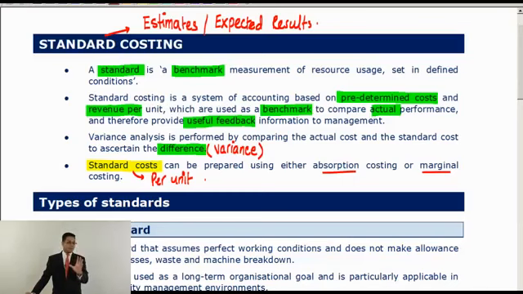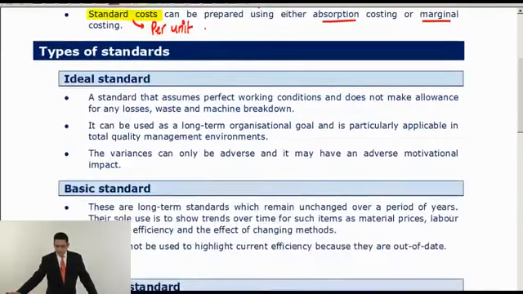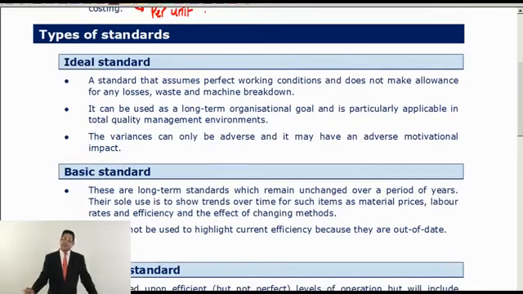Please remember this. Okay. Now here are the types of standards which you had studied in paper F2. There are three basic types of standards. There are three main categories of standards. As I said, remember, standards are expected results. Standards are estimates, standards are benchmarks, standards are expectations or targets.